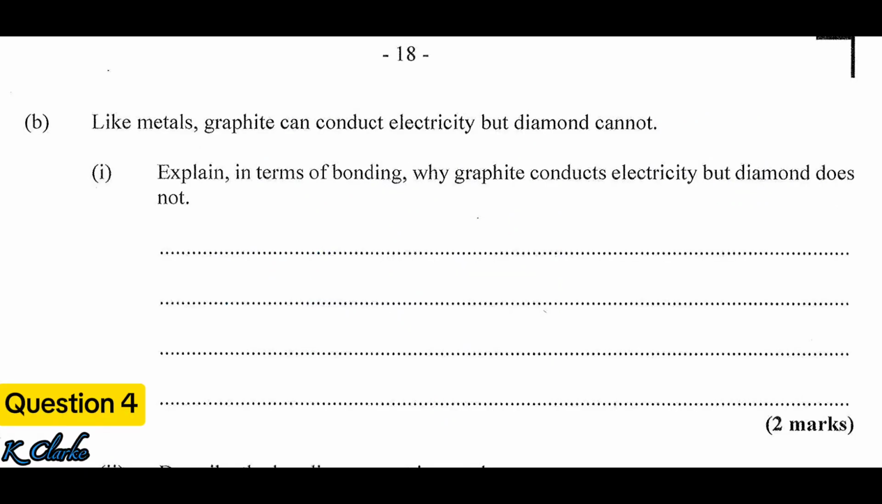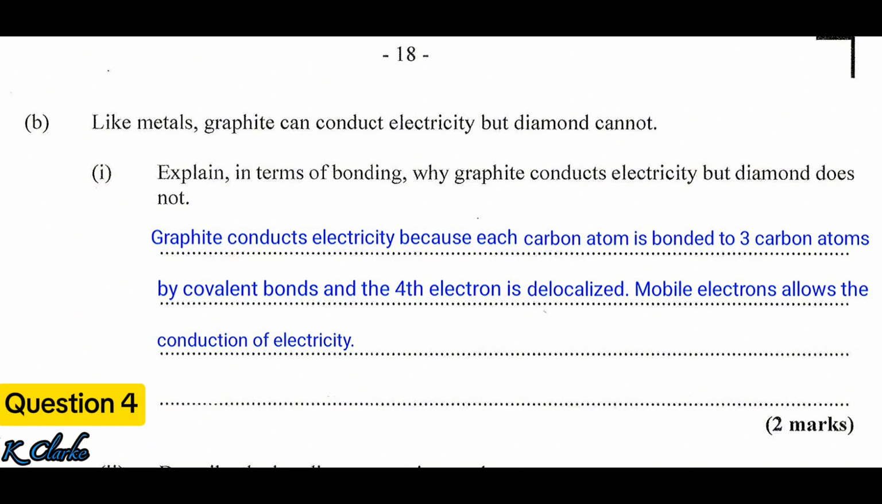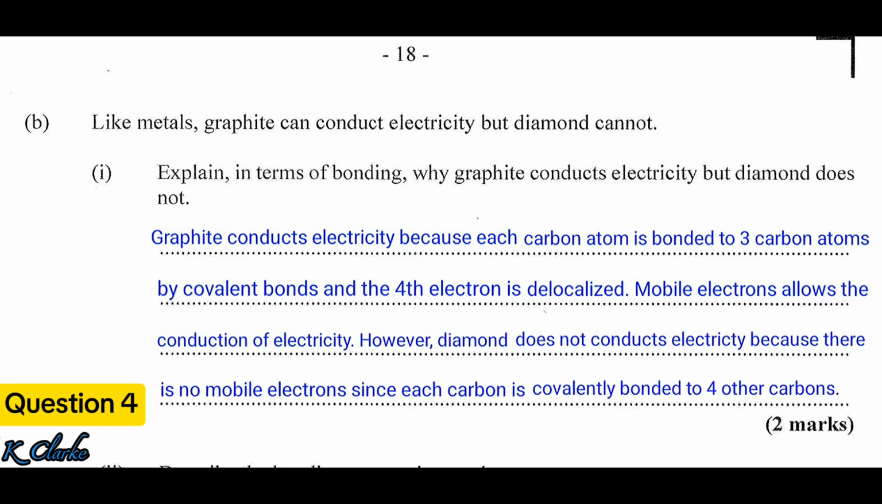B. Like metals, graphite can conduct electricity, but diamond cannot. Part 1. Explain, in terms of bonding, why graphite conducts electricity, but diamond does not. The answer: graphite conducts electricity because each carbon atom is bonded to 3 carbon atoms by covalent bonds, and the 4th electron is delocalized. Mobile electrons allow the conduction of electricity. However, diamond does not conduct electricity because there are no mobile electrons, since each carbon is covalently bonded to 4 other carbons.